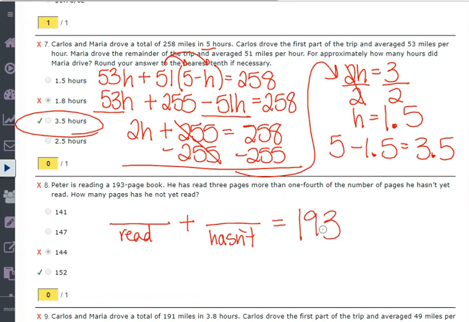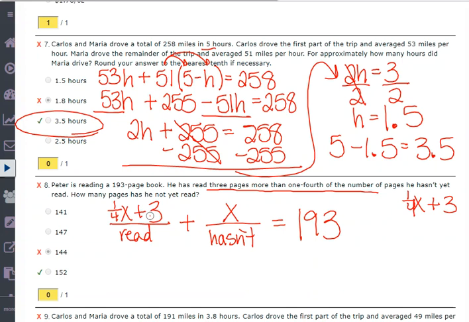You can use either one of these as the variable. I'm going to use x for the number of pages he hasn't read. He has read 3 pages more than 1/4 of the number he hasn't. So 3 pages more than 1/4 of the number he hasn't read. 3 pages more means we're adding 3. Number of pages he hasn't read yet are x, but it's 1/4 of that. So it's 1/4 x plus 3. That represents the number he has read.